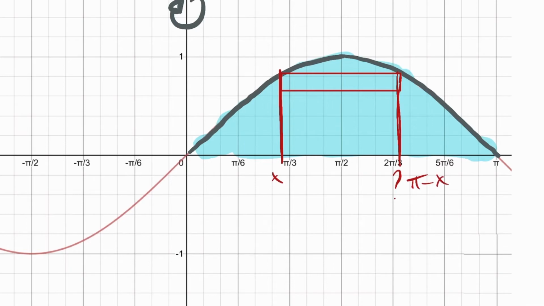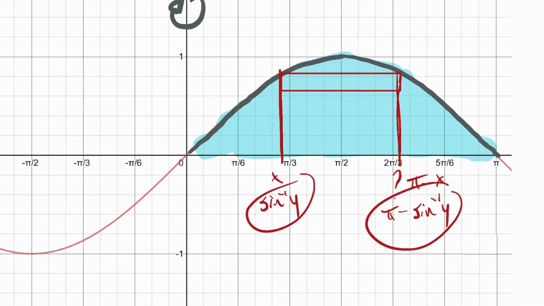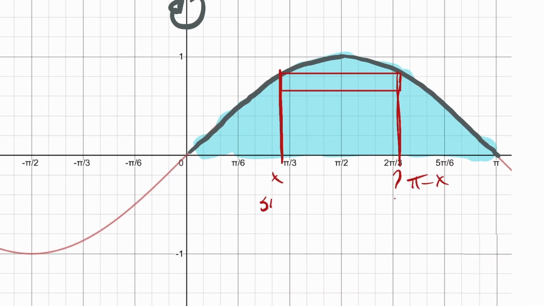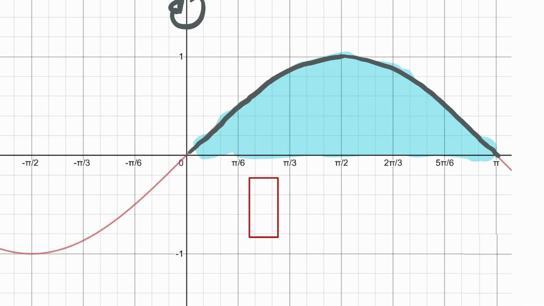We're going to be squaring. We'll have sine inverse of y and pi minus sine inverse of y, and we'll square this and square this. It gets real bad real fast. So let's not do any of that. We're going to do the shell method instead. Let's say like that, okay?